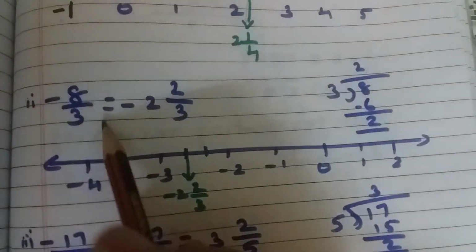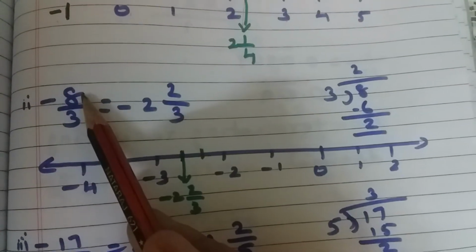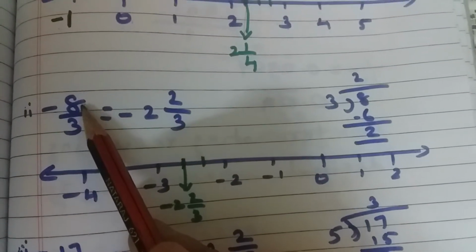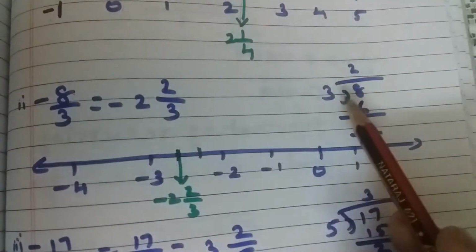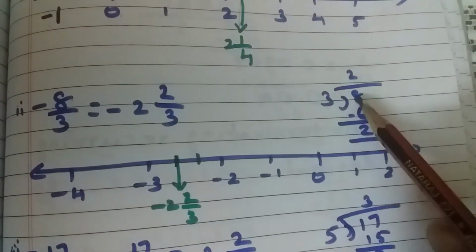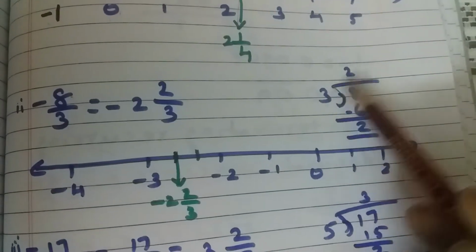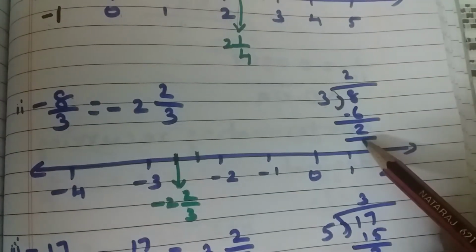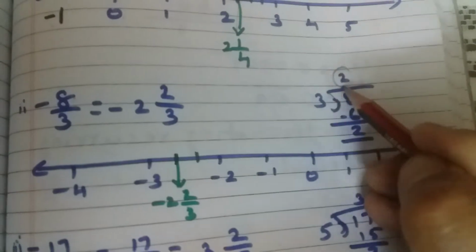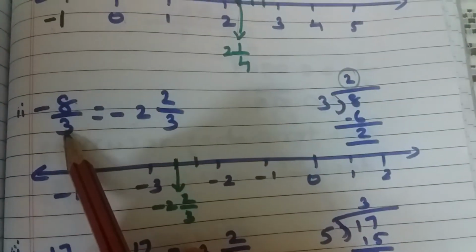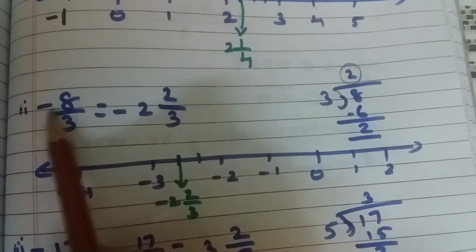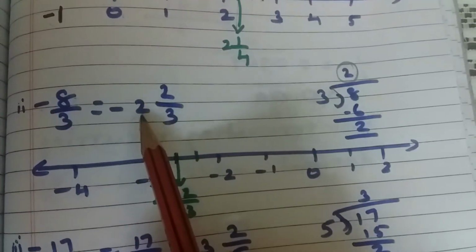Next is -8 by 3. Again the numerator is greater, so it is improper. Convert into a mixed fraction. For that, numerator inside and denominator outside. How many times does 3 go into 8? 3 2s are 6 and the remainder is 2. So how to write it as a mixed fraction? The quotient is the whole number, and the remainder on the numerator with the same denominator. And there is a negative, so put the minus sign. So it is a negative rational number.